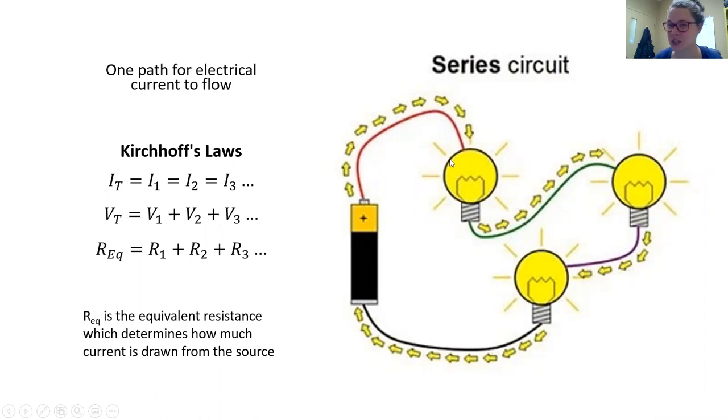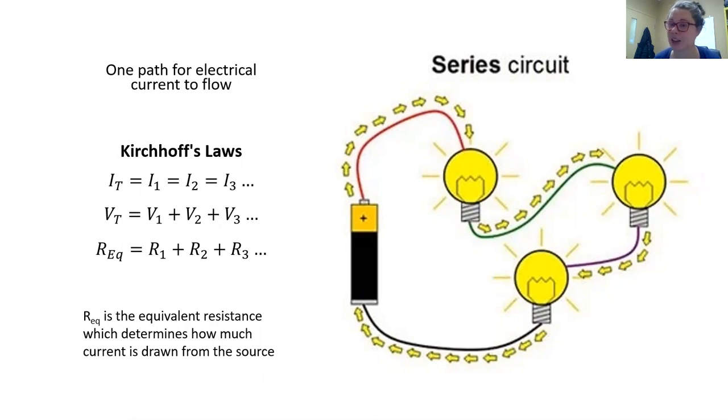So series circuit, there's only one path for current to flow. Kirchhoff's laws tell us because of that, we have current being the same everywhere in our circuit, okay? So the current doesn't change. Voltage, the voltage source of the battery is equal to the voltage drops across each resistor or each bulb. The equivalent resistance observed by the battery is equal to the sum of the resistances throughout the circuit. So just a really quick refresh of Kirchhoff's laws.